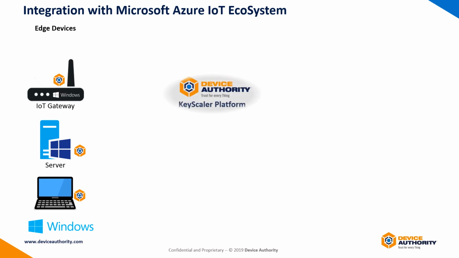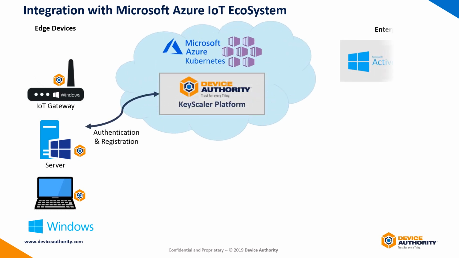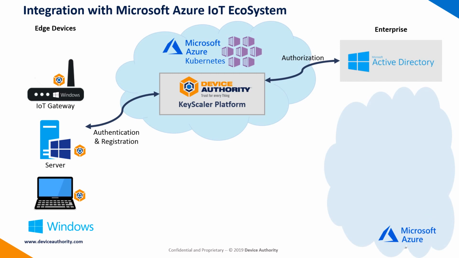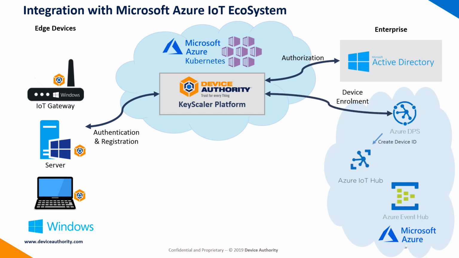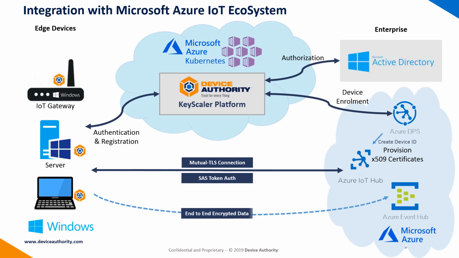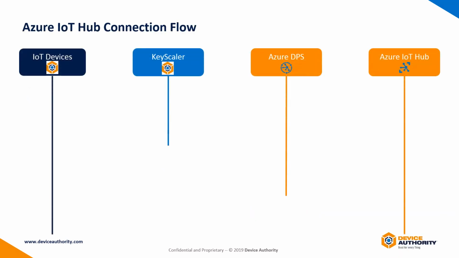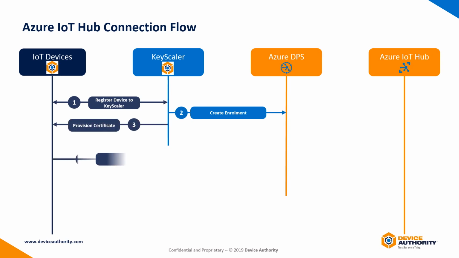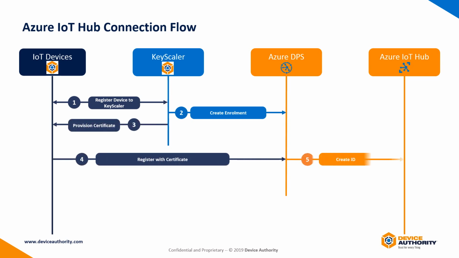This diagram here shows you all the components we have with the Microsoft Azure IoT ecosystem and how we integrate with those at a top level. Let's now look at the swim lane diagram here to show how Device Authority can automate provisioning and automation into Azure DPS and Azure IoT Hub.